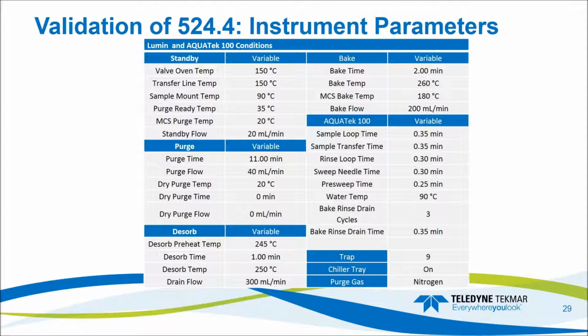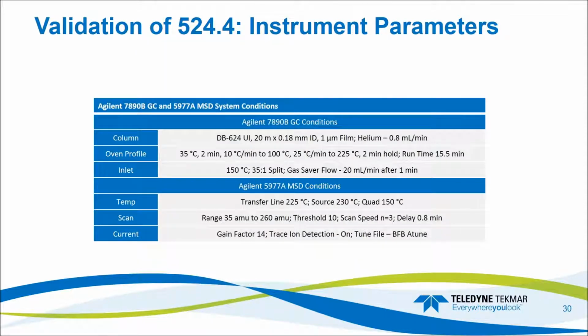Okay, so here are the instrument parameters we used. Again, drawing attention to 11 minutes at 40 mils per minute. We did not fine-tune this method to be fast, simply to use nitrogen to show that we could get adequate calibration results when compared to a typical helium purge. And then again, same thing on the GC side, very typical GC parameters that we would use for a variety of our application notes when using helium as our purge gas.